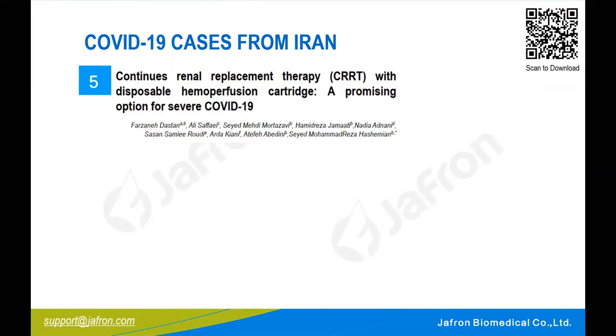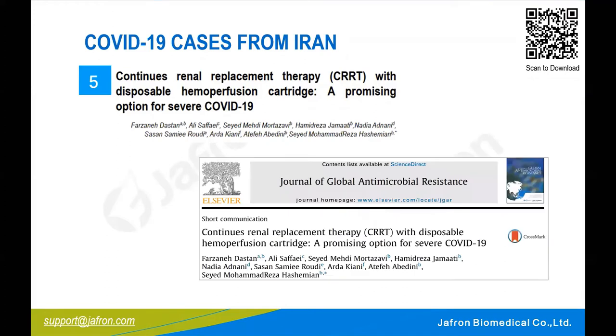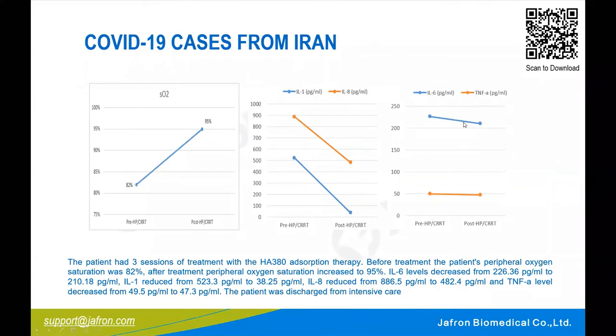Now, firstly, to introduce the cases from Iran, we can see the number 5 case is the case with CRT combined with hemoperfusion using the HA-380 hemoperfusion cartridge for severe COVID-19 patients. It is already published in the Journal of Global Antimicrobial Resistance. According to the paper, this patient had 3 sessions of HA-380 hemoperfusion therapy.